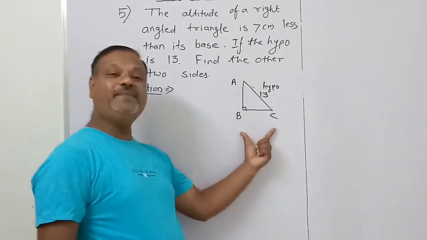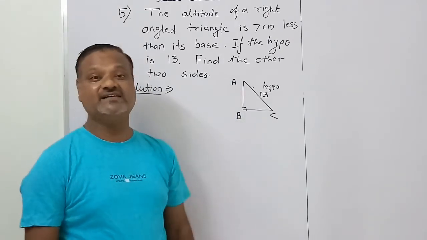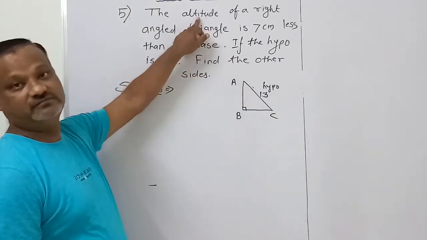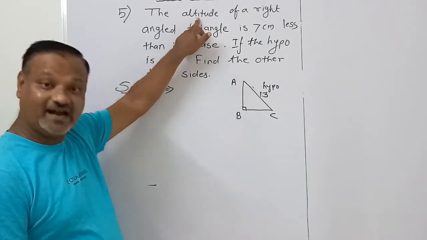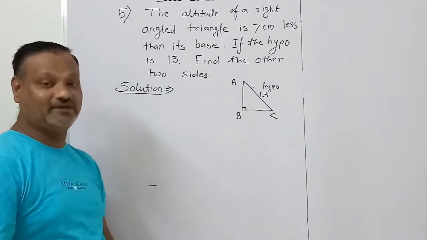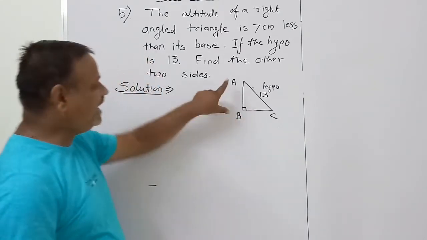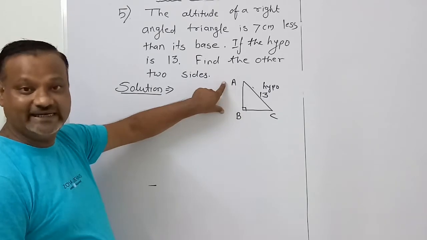Now BC is the base and AB is the height. Height is considered an altitude. What will we call height? Altitude. Altitude means height, and height means altitude. Therefore BC is the base and AB is the altitude.